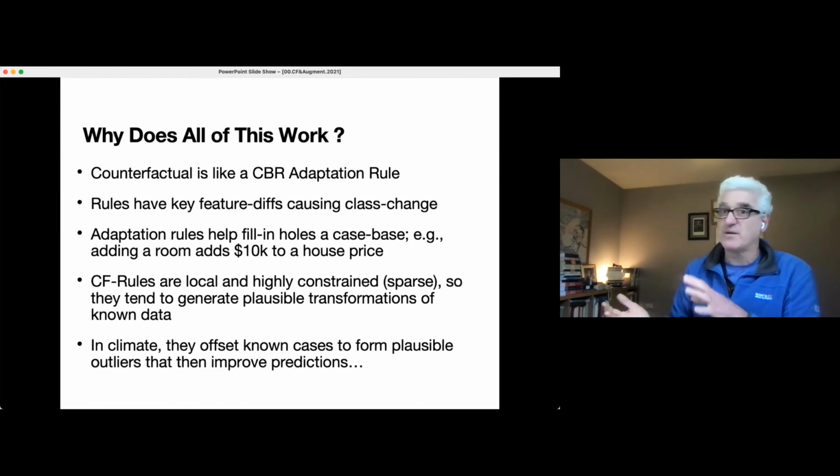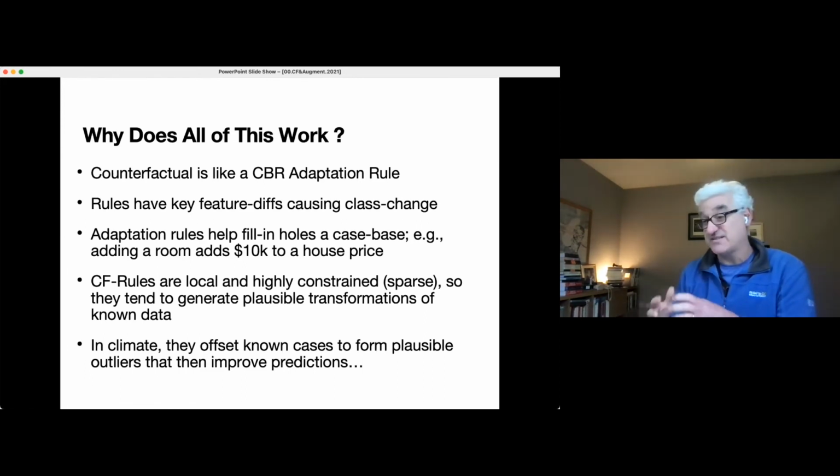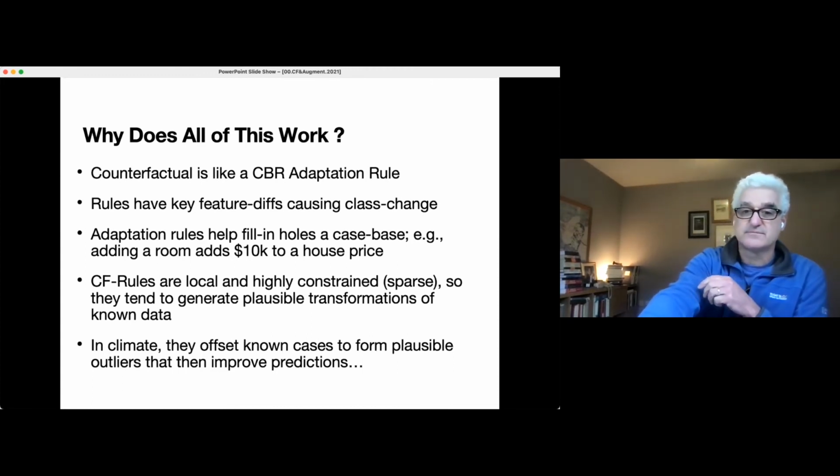Now, in one sense, we're still populating the climate case in a slightly blind way. But the point is, because we're doing it in this very constrained way, it looks like we're generating meaningful data points. And that's why we believe that the method works so well.